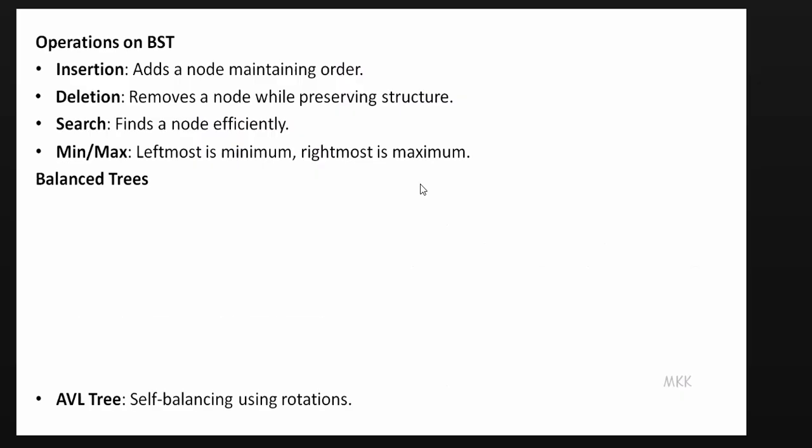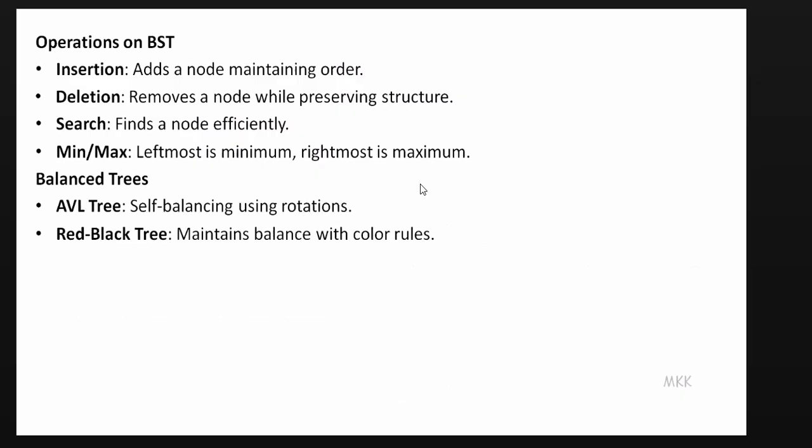Coming to balanced trees, AVL tree and red black tree are known as balanced trees. The AVL tree is self-balancing, using rotations. The red black tree maintains balance with color rules.